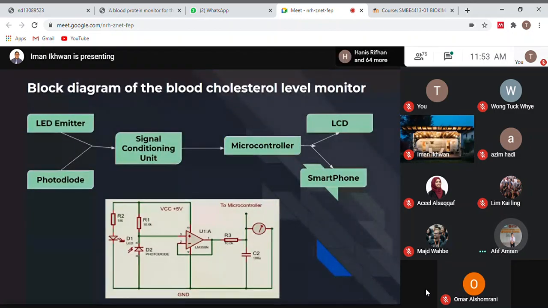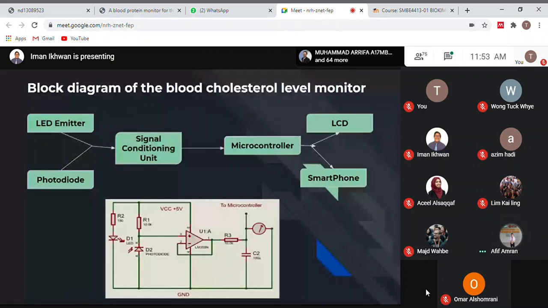For the next slide, the figure shows the series of the sensor consisting of an IR LED. This IR LED emits infrared light, and the photodiode is used as the detector. So when the sensor is installed at the fingertip, the light from the LED will be absorbed by tissue in the fingertip, and the rest will be received by the photodiode detector. After that, the light received by the photodiode becomes a light value. It will convert to electrical current, then become voltage across the resistor.